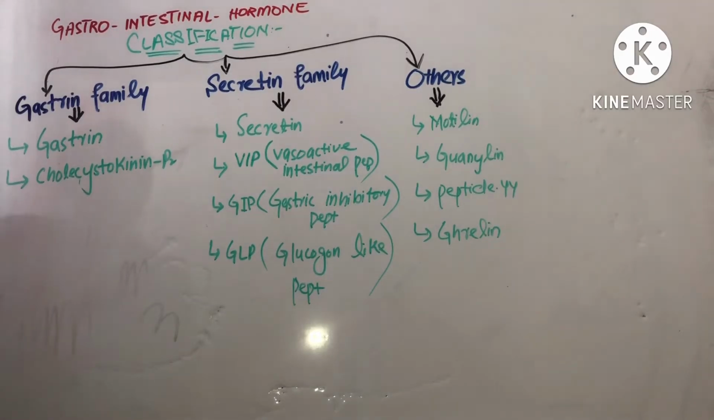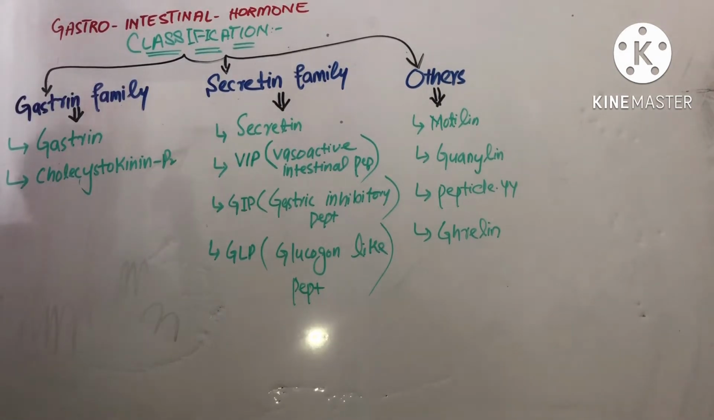Hello guys, as we have started our journey of GIT physiology, the first section we have already discussed was GIT secretions, that is, what are the secretions that occur throughout the GIT tract. Today we are going to start the gastrointestinal hormones, that is, what are the different hormones that are secreted throughout the GIT tract. We will discuss all these in this lecture.